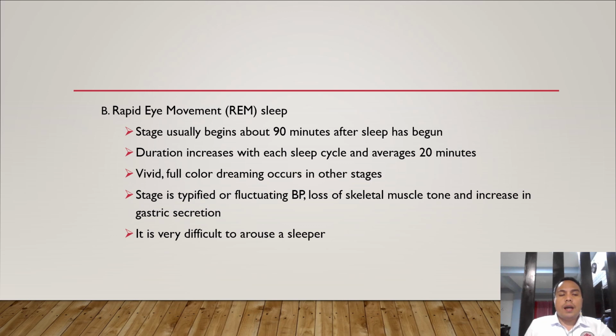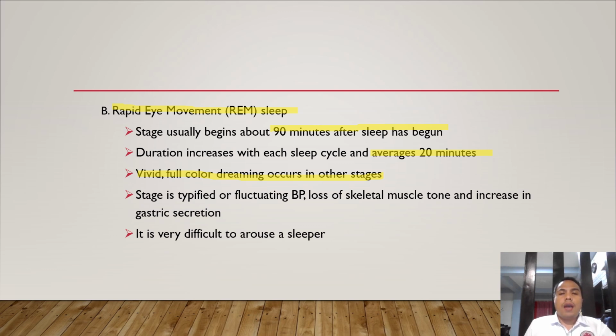And then the other one is rapid eye movement sleep. This usually begins 90 minutes after sleep has begun. The duration increases with sleep cycles, an average of 20 minutes. Vivid, full color dreaming occurs in this stage. Characteristics include fluctuating blood pressure, loss of skeletal muscle tone, and increased gastric secretions. It is difficult to arouse the sleeper.